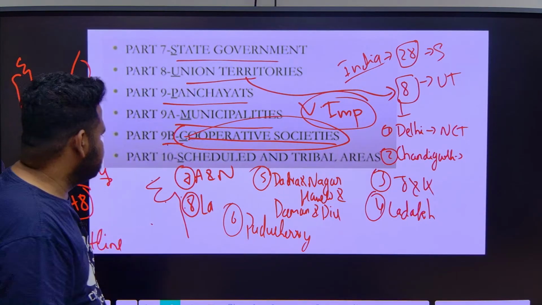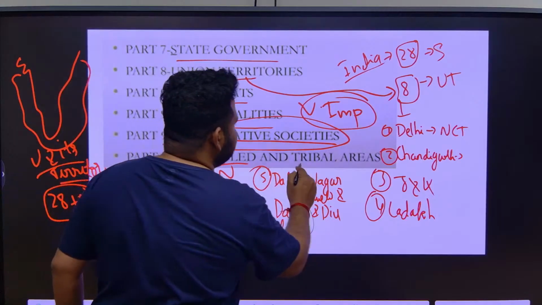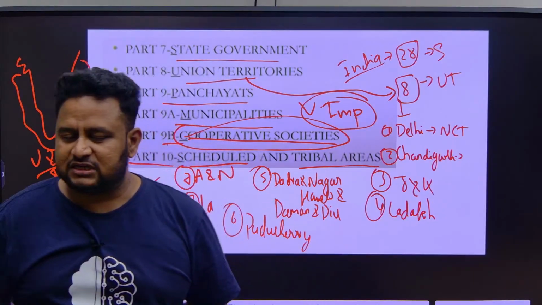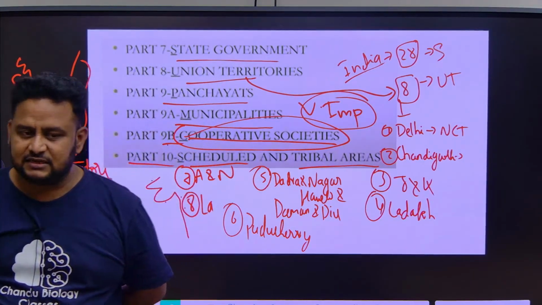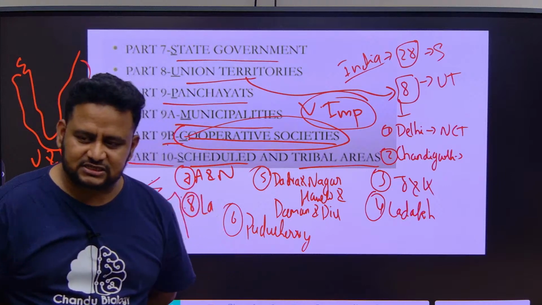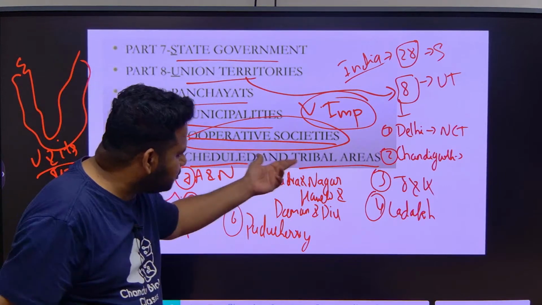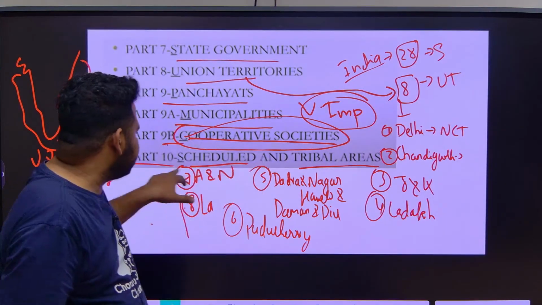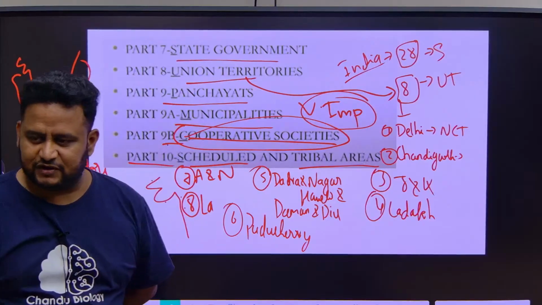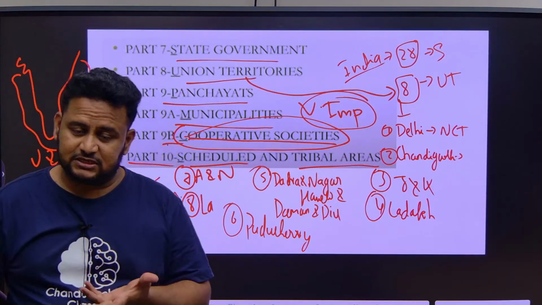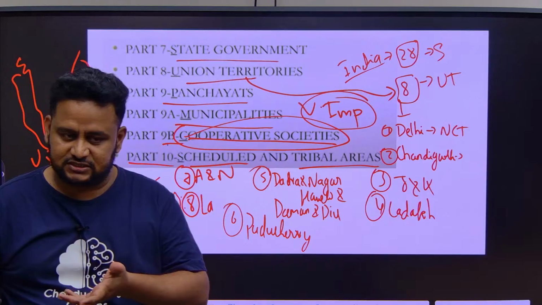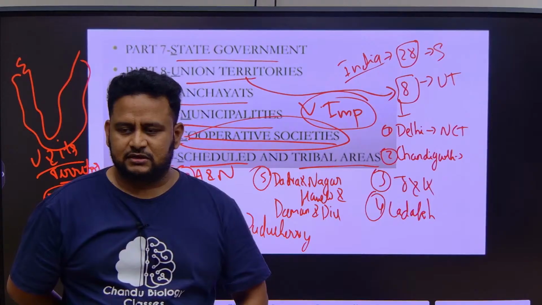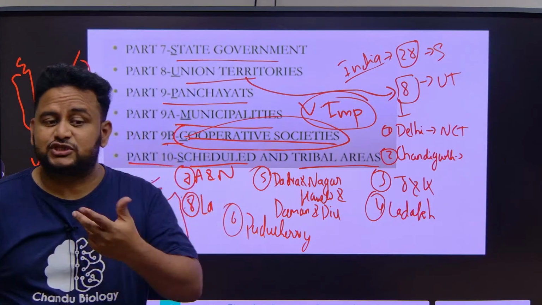Then is part 10, scheduled and tribal areas. So part 10 is talking about what? Scheduled and tribal areas. That is the areas where the people belonging to scheduled castes or scheduled tribes, or also people belonging to tribal areas. The states which have tribal areas, that governing is under part 10. For example, Madhya Pradesh has a lot of tribal areas, Northeast, so many states. Orissa, Jharkhand also have tribal areas. Even Telangana has tribal areas. Correct? How the administration should be done there.